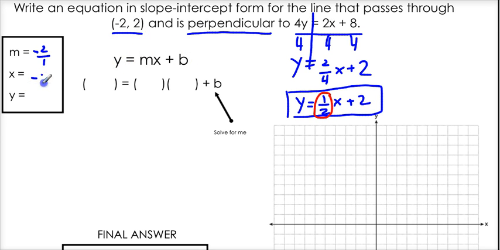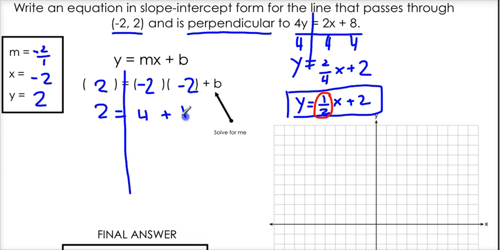We write down our point, negative 2, 2. We plug into y equals mx plus b, so our y is 2. Our m is negative 2 over 1, so we just put negative 2. Our x is negative 2. And we're just going to solve for b. Alright, so we get 2 equals 4 plus b. We subtract 4 from both sides, and we get b is equal to negative 2.